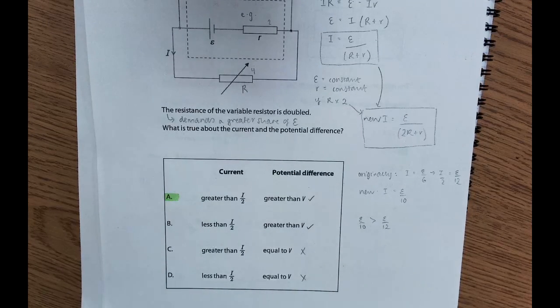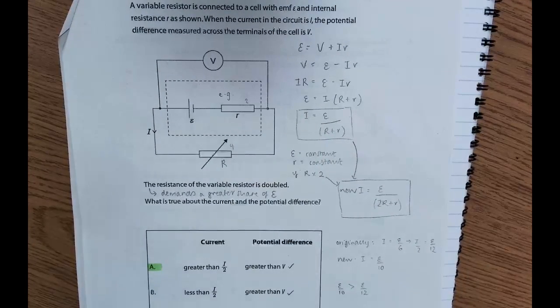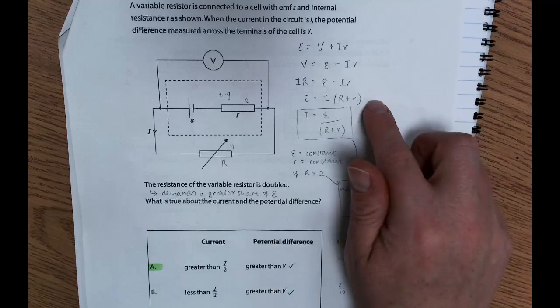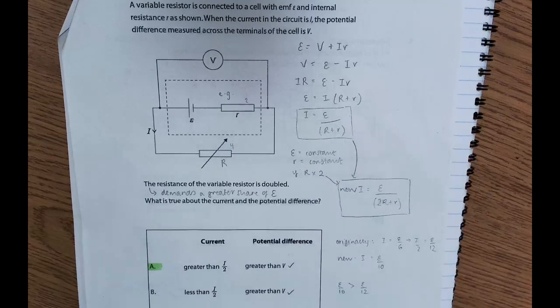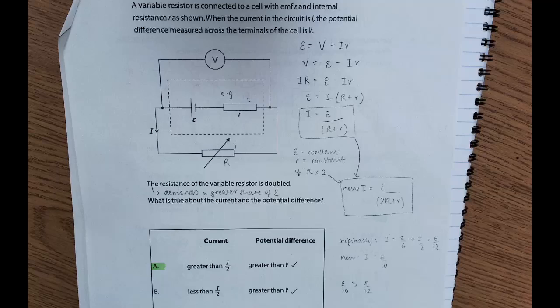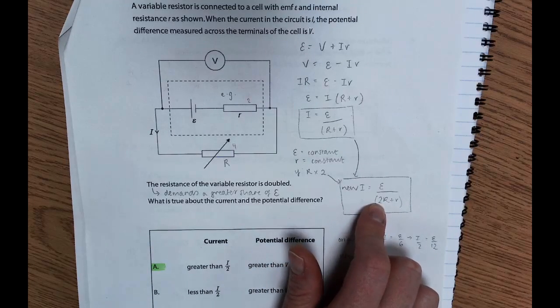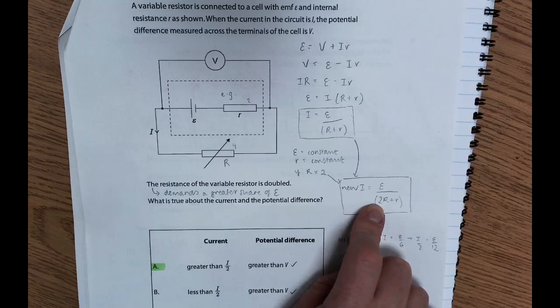I then can look at the current, and the way that I did this was I got two expressions for current, and then I just thought about plugging in an example. So you will see that I've rearranged my EMF equation to say that current flow is equal to EMF divided by the total resistance of the circuit. I labelled big R for the resistor down here. I know that then the variable resistor resistance doubled, so this became 2R.